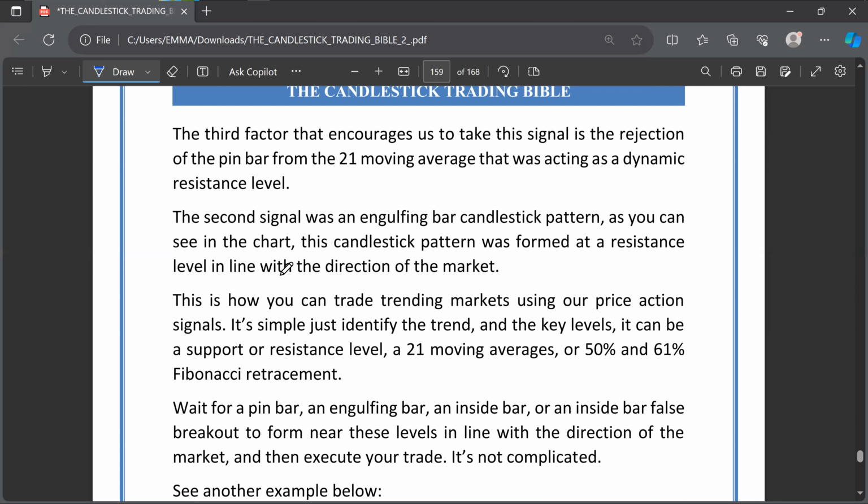Now, the second signal was an engulfing bar candlestick pattern. As you can see in the chart, this candlestick pattern was formed at a resistance level in line with the direction of the market, right? So we are seeing engulfing, and then I was seeing what? A bearish pin bar. It's the same thing, in the sense that they are all bearish candlesticks, right?